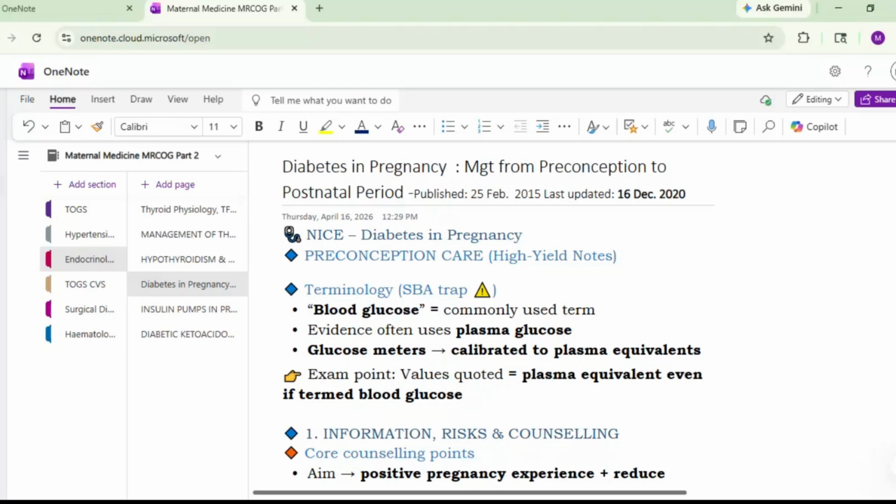So today's guideline is the NICE Guideline, Management of Diabetes in Pregnancy from Preconception to the Postnatal Period. This was published in 2015 and the last update is the 2020 update. So what exactly does the guideline talk about? It begins with preconceptional care.